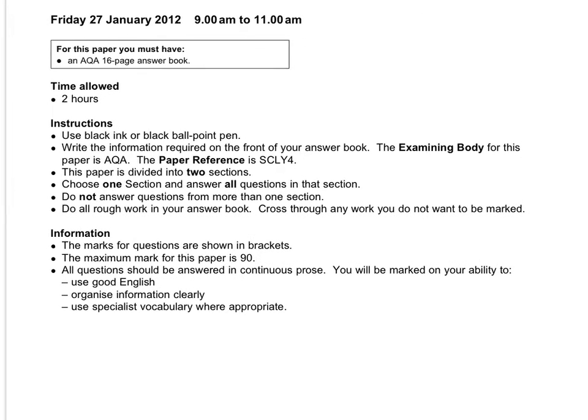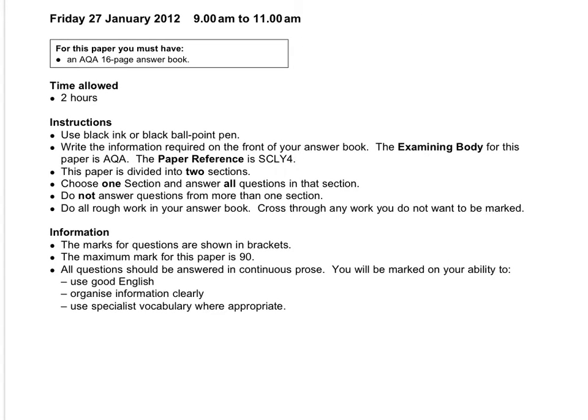The key thing is to make sure you always have a black pen for the exam. And the paper is divided into 2 different sections. However, be really, really careful and make sure that you only do the first section because you guys have had all your lessons on crime and deviance. Do not look at stratification and differentiation. That's not your subject.